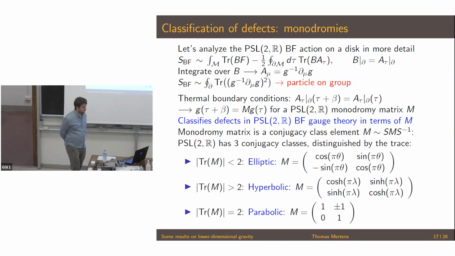So it's the conjugacy class element of SL2R. And the conjugacy classes of SL2R have, of course, been classified. There are 3 cases. If the trace of M is less than 2, it's called elliptic, and M is always conjugate to a rotation matrix. If the trace of M is bigger than 2, it's hyperbolic, and M is conjugate to something like this. And if the trace is exactly 2, then it's parabolic and can be written in this way.